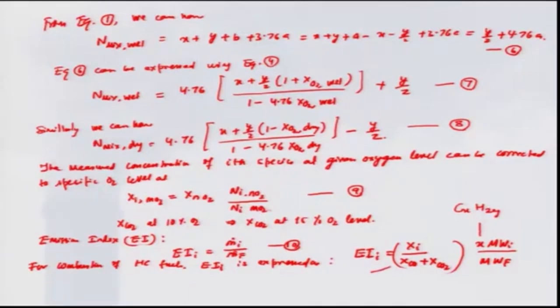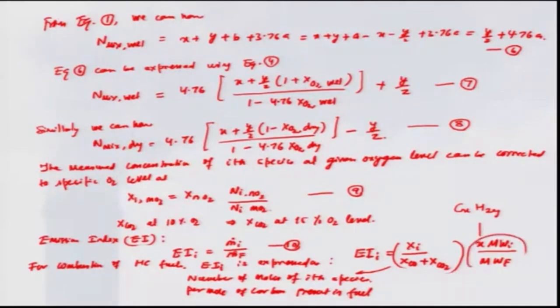And this portion is basically number of moles of ith species per mole of carbon present in fuel. And this portion represents basically conversion factor of carbon present in fuel in terms of mass. So, therefore, this is being used very much, and keep in mind the unit of EI.